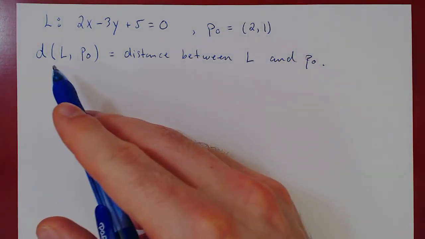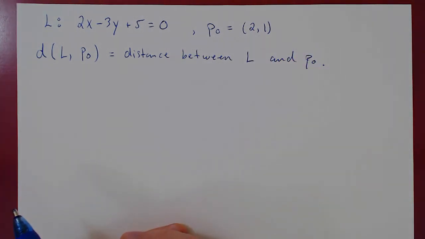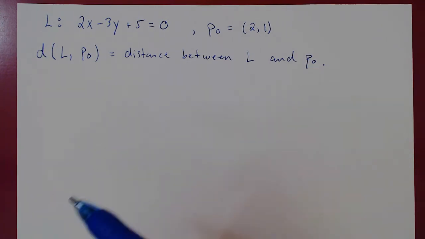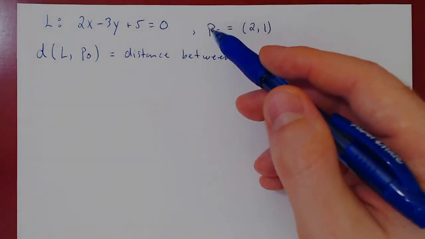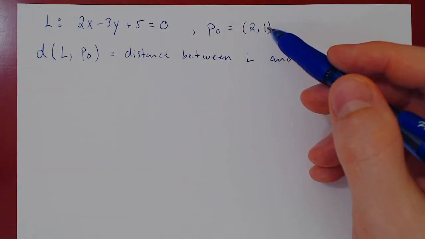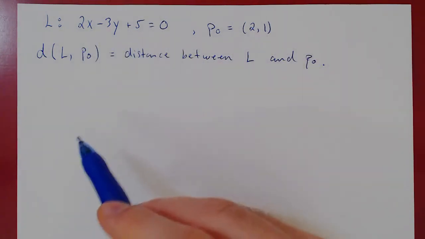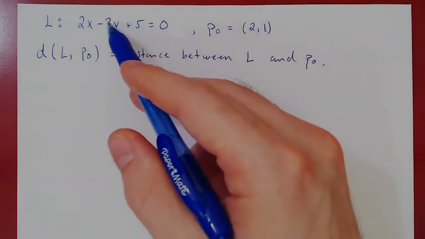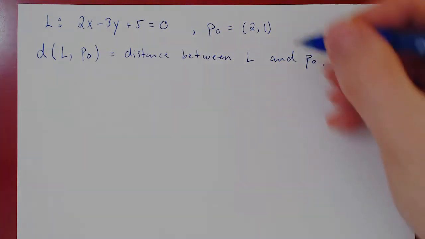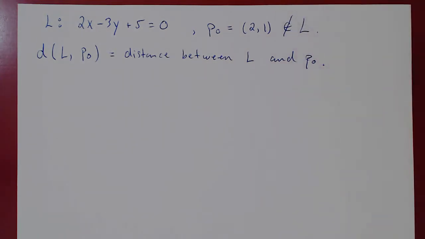Before we try to find the distance, let us first make sure that we have here a non-trivial problem. And what do I mean by a non-trivial problem? Well, what if the point was on the line? The point would then touch the line, and the distance would be 0. So we have to make sure that the point is not a point on the line. Well, let's replace x by 2 and y by 1, and see whether or not the point satisfies the equation of this line. 2 times 2 is 4, minus 3 times 1, 1, plus 5 is 6, which is clearly not 0. So this point is not on the line, and now we have on our hands a non-trivial problem.